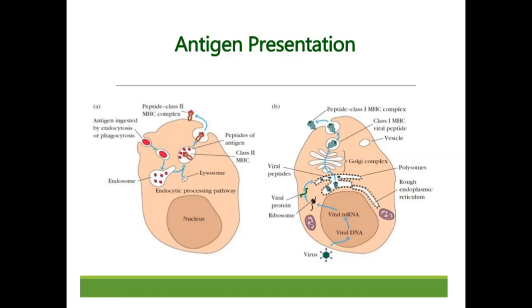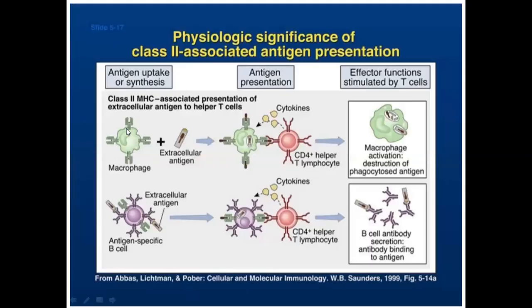Next, the physiological significance, a summary of what I said earlier. Macrophages: this is the extracellular antigen, and it is presented. CD4 helper T cells recognize the antigen and release cytokines. The effector functions are macrophage activation and destruction of the phagocytosed antigen. Similarly, this is the B cell. The B cell binds the extracellular antigen and the T helper cells, which activates the B cells to secrete antibodies specific for that particular antigen.